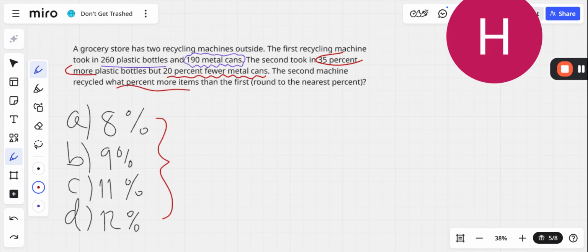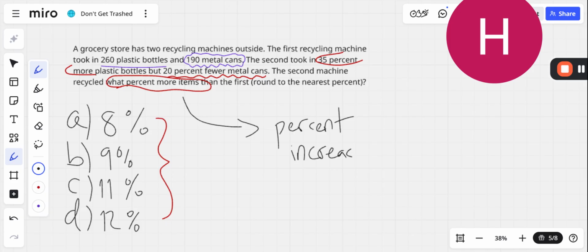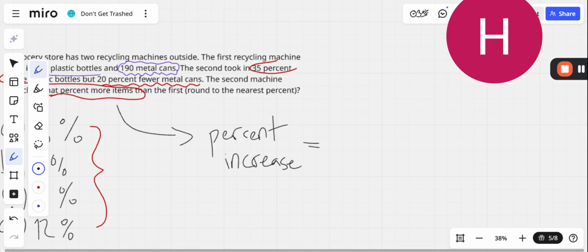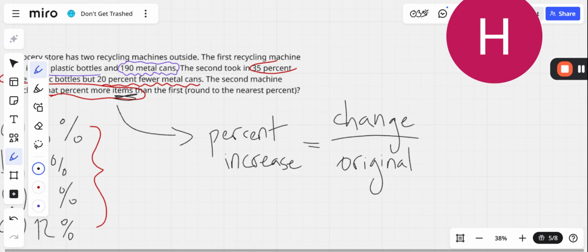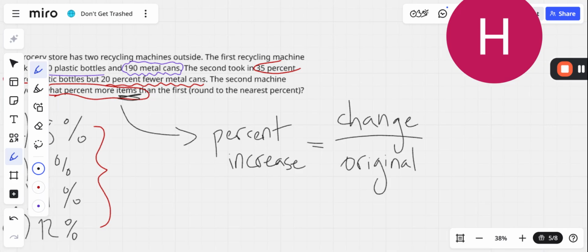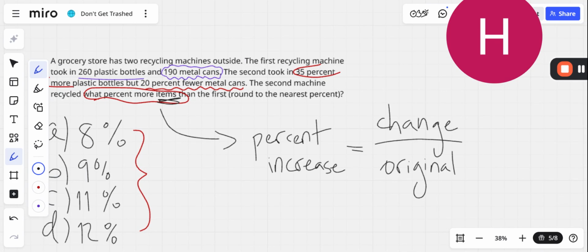So we just want the total percentage of more items. How do we find a percentage more? Basically a percentage increase. In order to find a percent increase, we need to take the amount of change and divide it by the original. And since we're talking about items, we're including the plastic and metal cans together. So what is the change and what is the original?